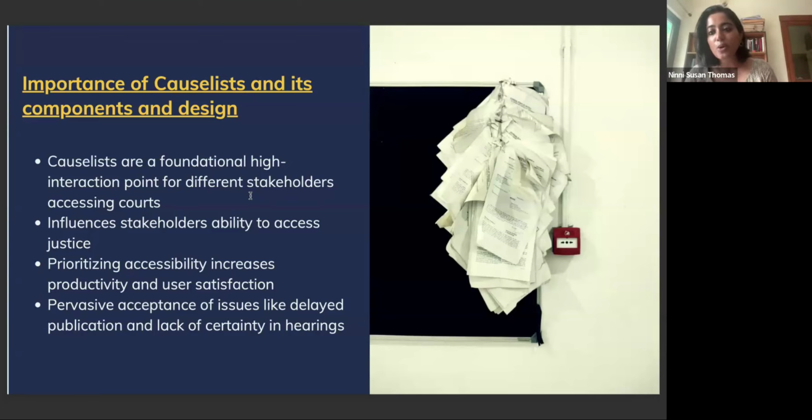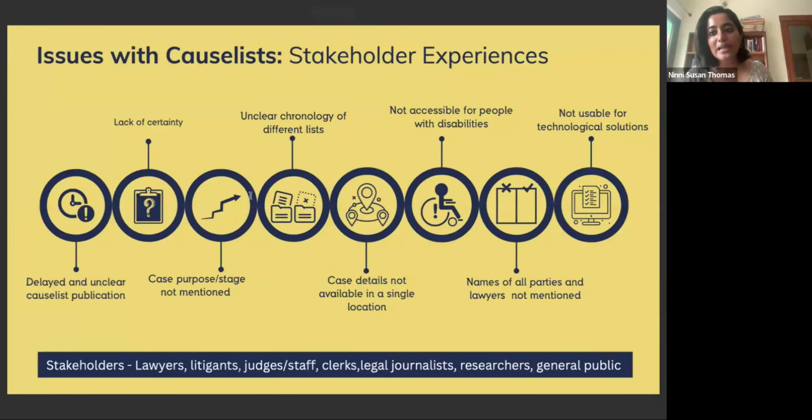So which is why we thought it was something that required to be talked about, for people to discuss and see what changes can be brought about, and also so that we can move towards listing policies that can be affected because of cause lists. We did this report through a survey that was sent out to people. We also talked to lawyers, we spoke to litigants, we spoke to a few judges, we spoke to legal journalists. And these are the general problems that we saw coming up again and again with stakeholders. I will just go into detail of each of these issues.